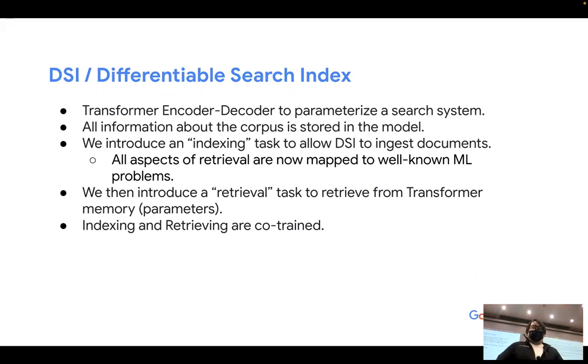Indexing and retrieval are trained in the form of multitask learning. They are co-trained. For those familiar with T5-style co-training, DSI follows quite a lot of the T5 paradigm, where we include a task prefix in front of the task to tell the model whether it is doing indexing or retrieval. So this is the main gist of DSI.